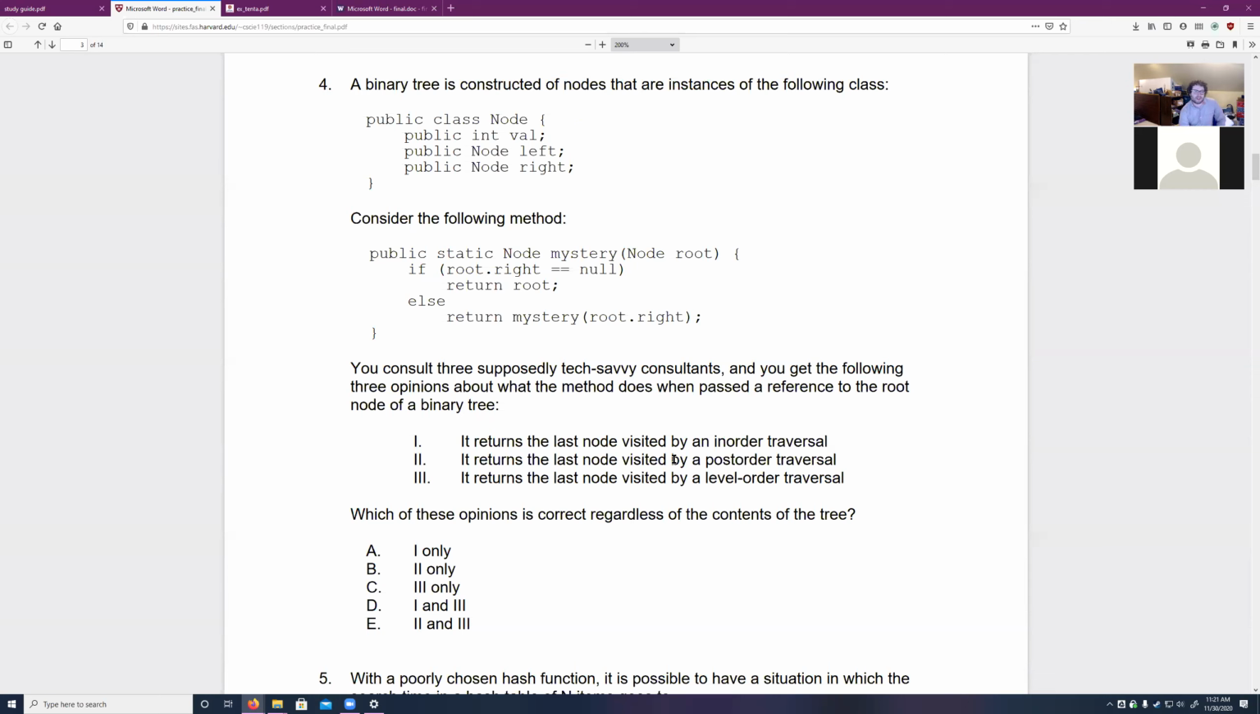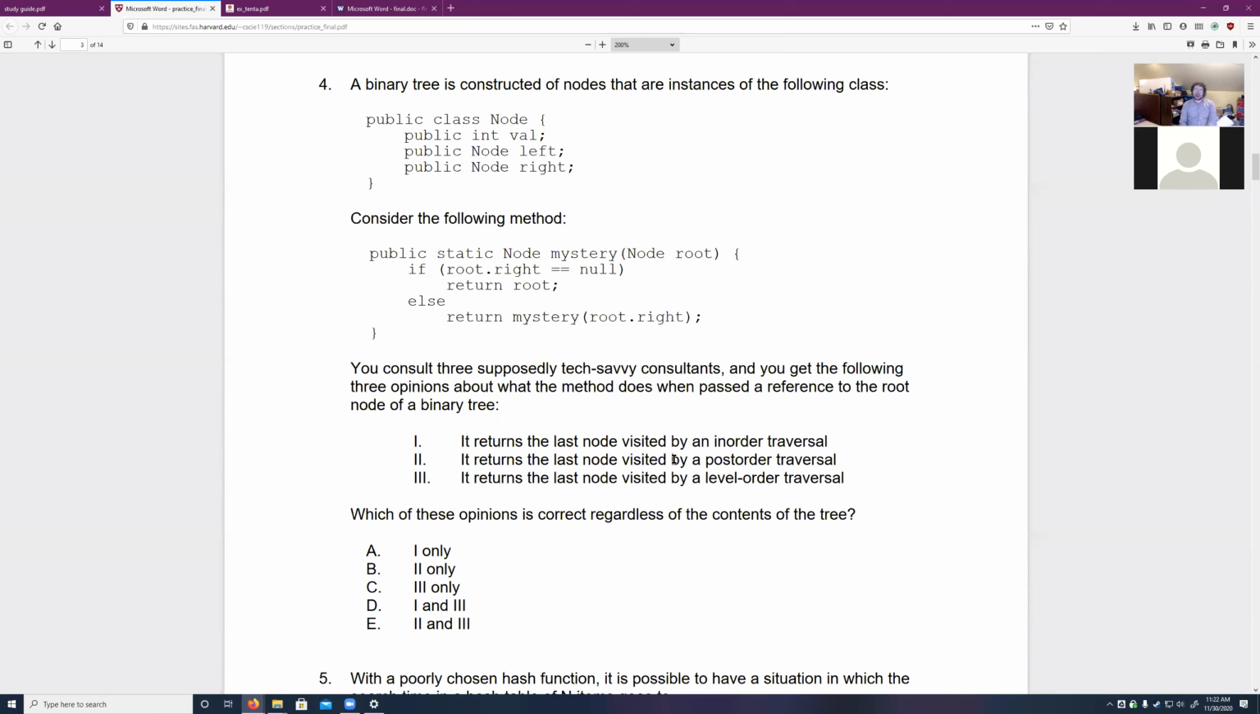So consider the following method, which returns a node. It's called mystery, and it takes in a node we call root. It says, if root.right is null, if I don't have a right child, then I return myself. Otherwise, I return mystery called on my right child. So here we consult 3 supposedly tech-savvy consultants, and we get 3 opinions about what the method does when passed a reference to the root node of a binary tree.